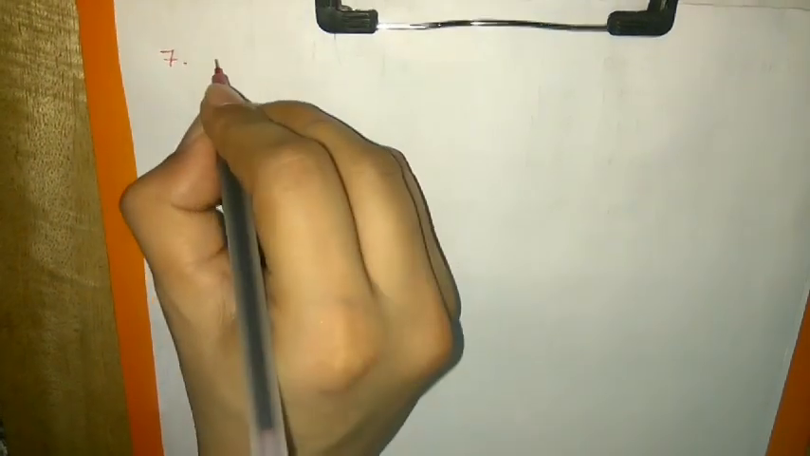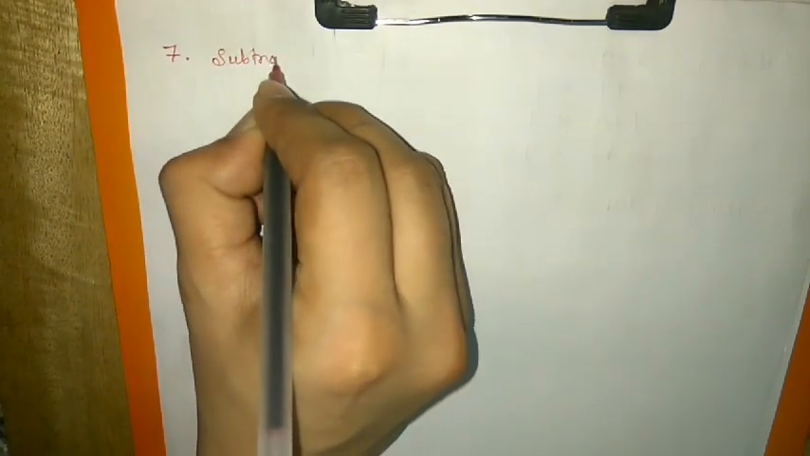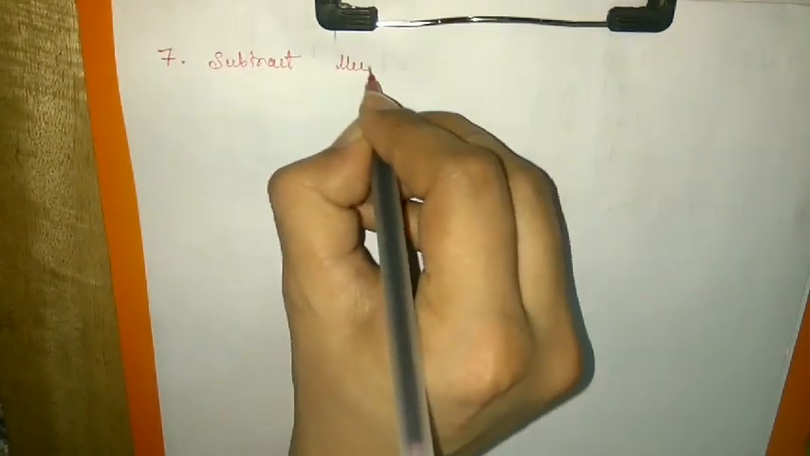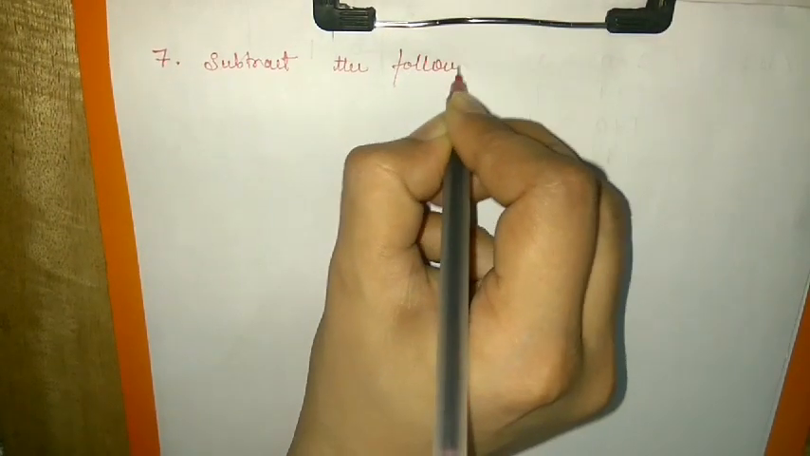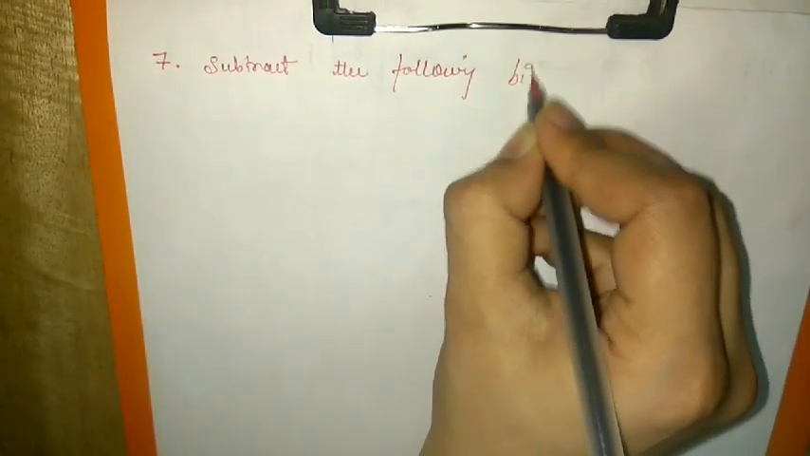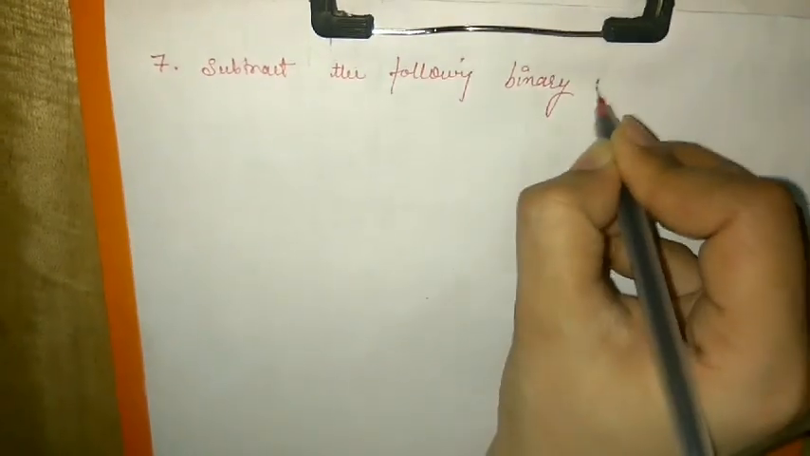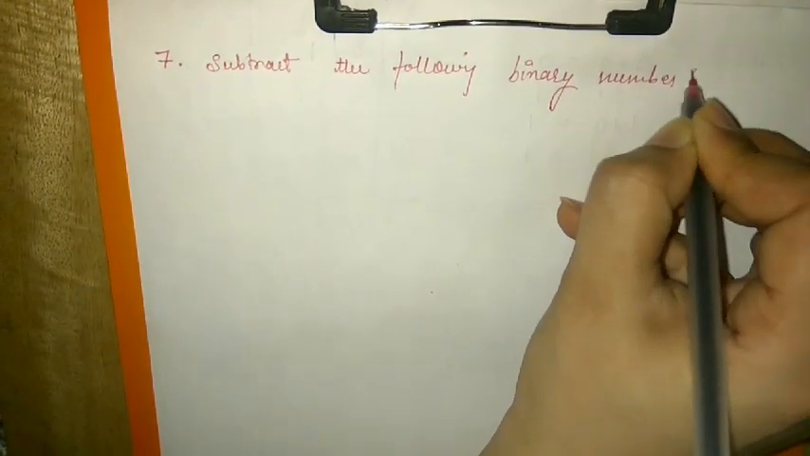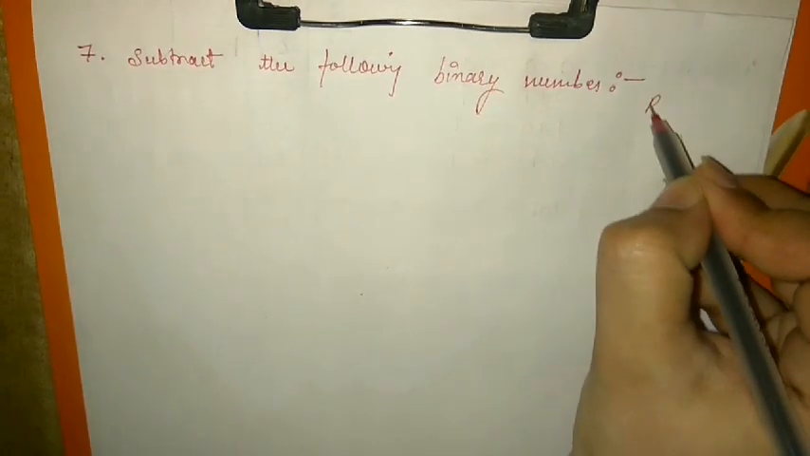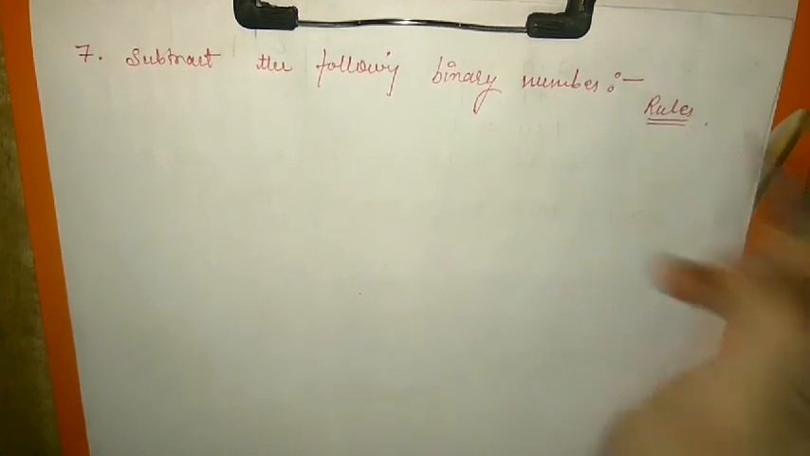Okay. Now see the seventh question. The seventh question is what? Subtract the following binary numbers. Yes, you have to do the subtraction part. But before it, see the rules. What are the rules of subtraction?